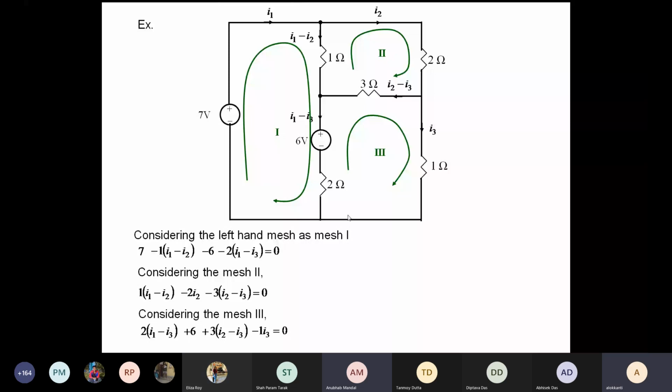So once you solve this, you have 3 variables, 3 unknowns and 3 equations. If you solve this, you get I1 equal to 3, I2 equal to 2, and I3 equal to 3. So this is how you solve the circuit using the mesh analysis method.